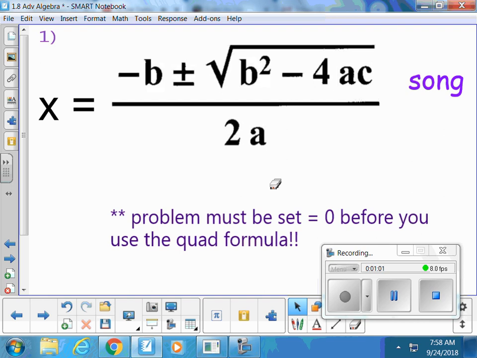X equals the opposite of B plus or minus the square root of B squared minus 4AC, all divided by 2 times A. You join me. X equals the opposite of B plus or minus the square root of B squared minus 4AC, all divided by 2 times A. Alright, that's probably good enough. Copyright.